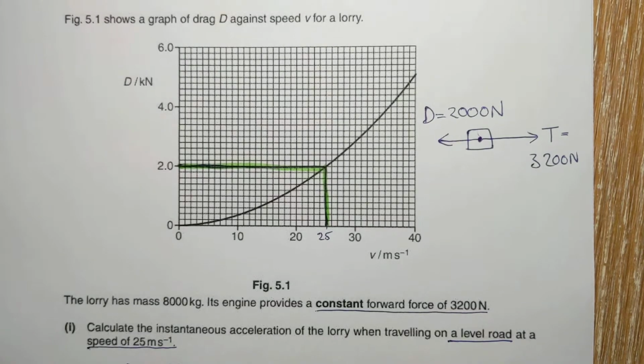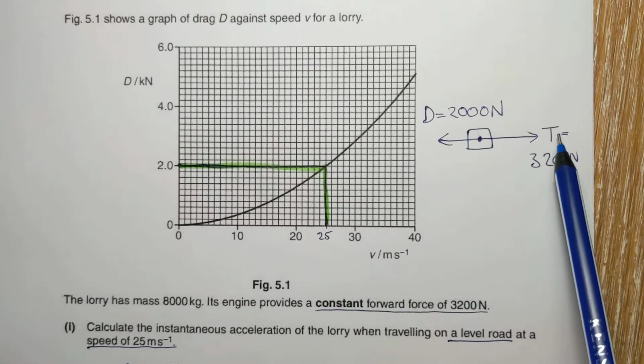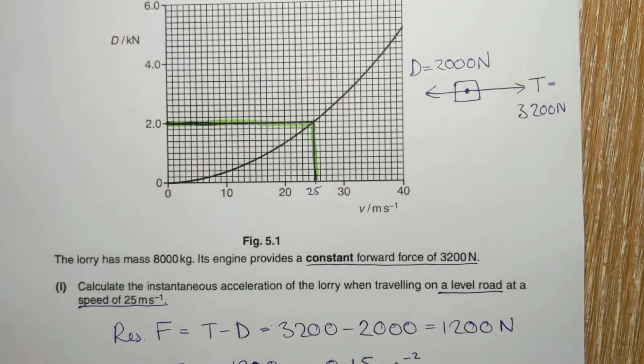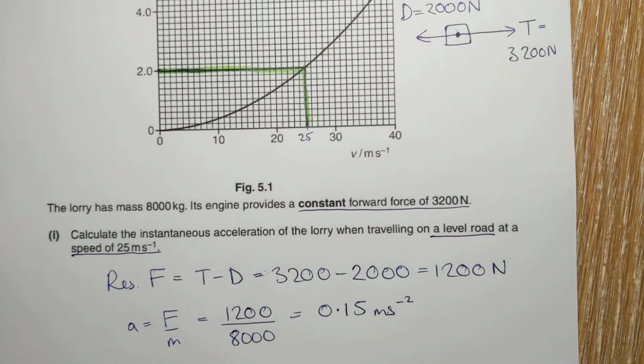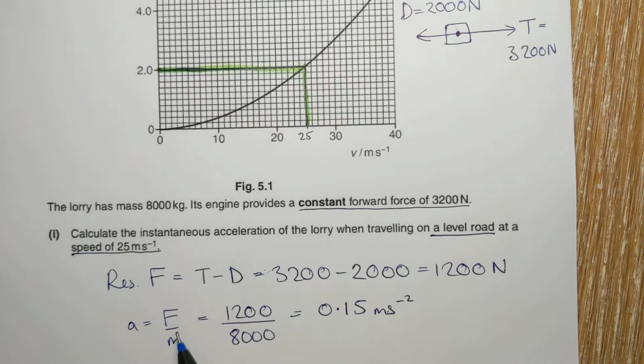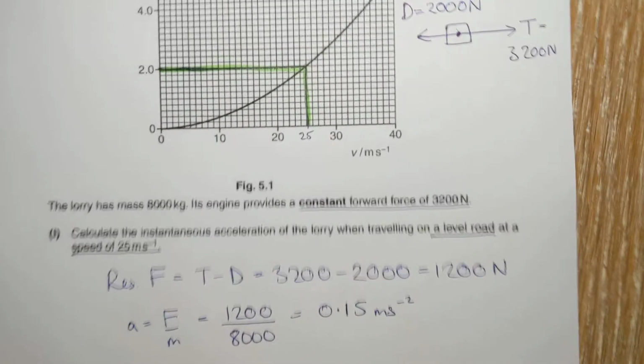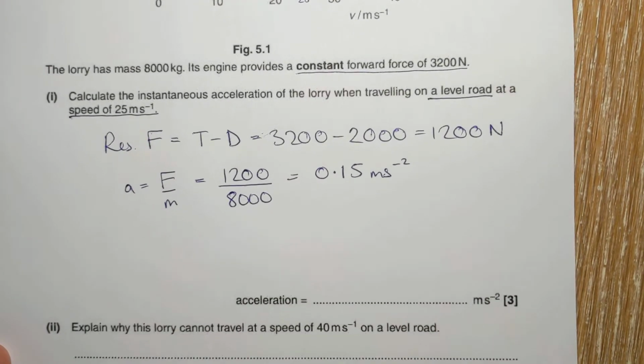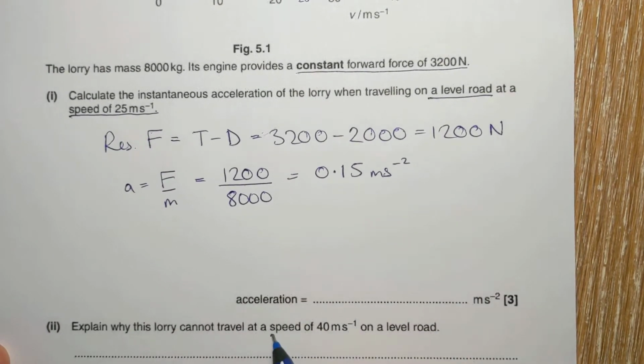Okay, but that means the resultant force is going to be forward, so thrust minus drag. And then the acceleration is resultant force over mass as usual. And then the last part of the question is another nice little bit here. So we're wondering what's happening at a speed of 40 meters per second.